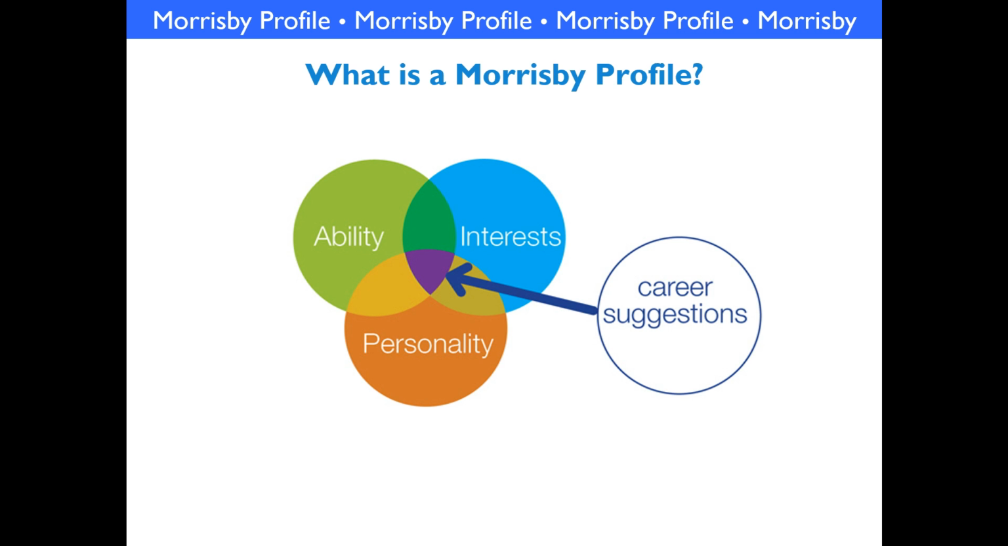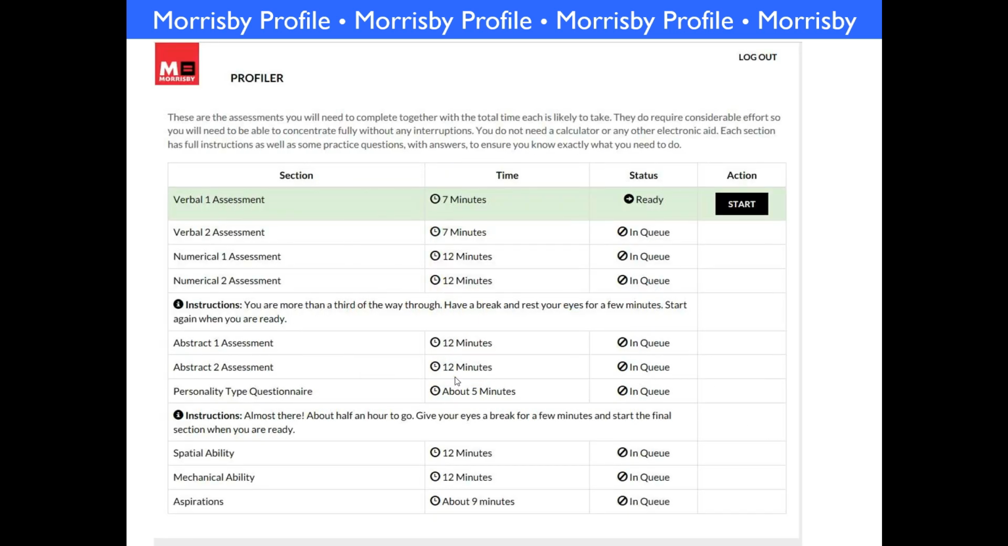So the kind of information we collect, well, it's 3 main areas: looking at abilities or aptitudes, their career interests and their personality. And it's this information that Morrisby then blend to generate the career suggestions.